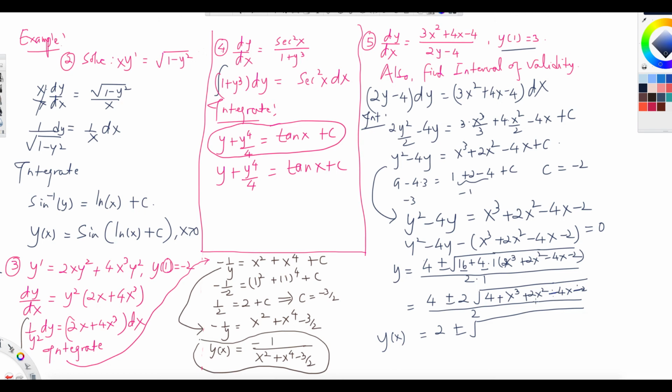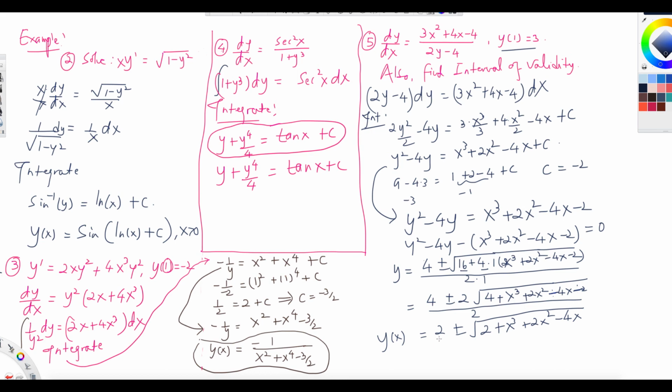Okay guys, so what do you get? You'll get 2 plus or minus the root of 2 plus x cubed plus 2x squared minus 4x. This is what you get. Now, which one is the right answer, either the plus or the minus? It cannot be both, because we have used the initial condition already. So it must be only one answer.